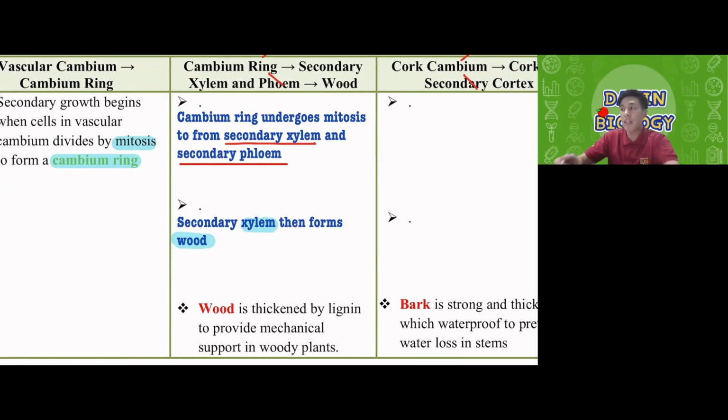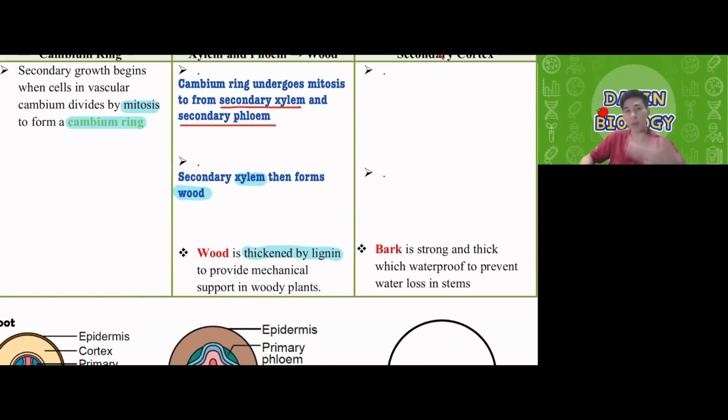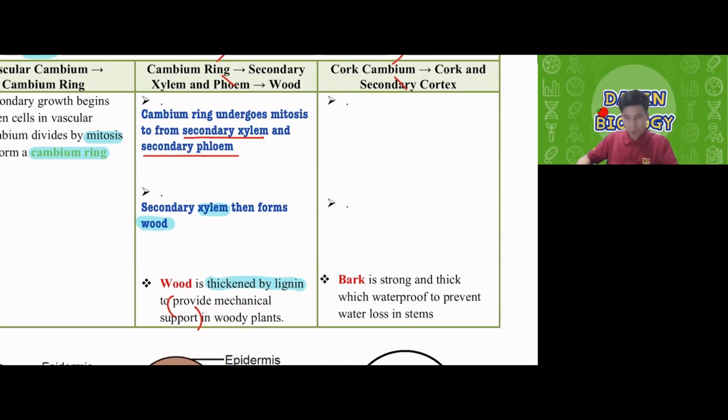So those plants that don't undergo secondary growth, right? They won't have secondary xylem, means they won't have wood. Because wood, as we mentioned many times, is thickened by this thing called lignin. Lignin is basically fiber, wood fiber. Get it? So you could explain that they're made out of lignin, which, since wood is hard, as we know, it provides mechanical support. That's why woody plants are generally more stable, more stronger.